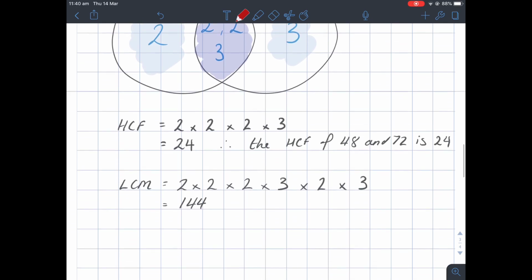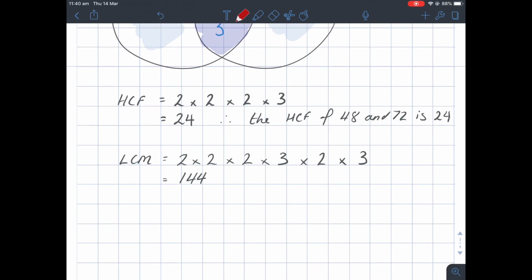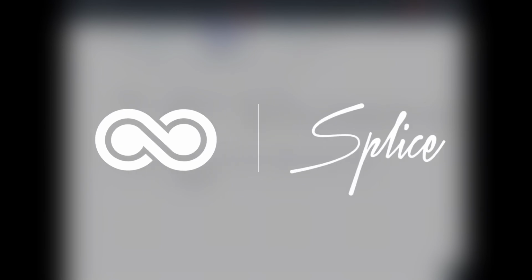And what I'd like to see as well is, can you provide an explanation for how this works? The highest common factor might be a little bit more obvious, but can you also provide an explanation for how this works for the lowest common multiple? And we'll discuss these in class later on.